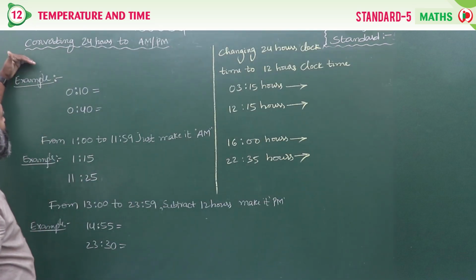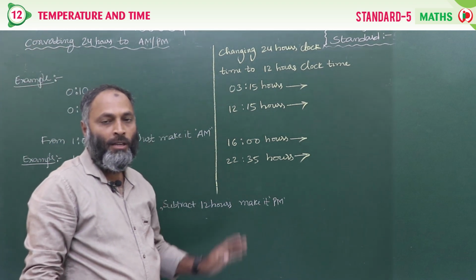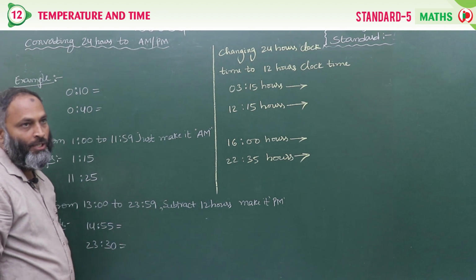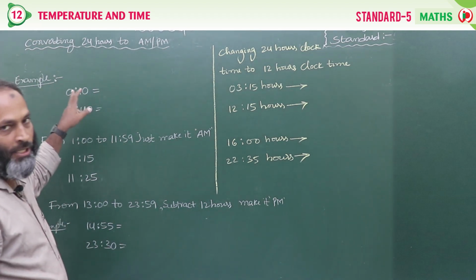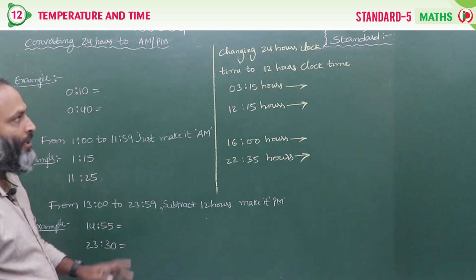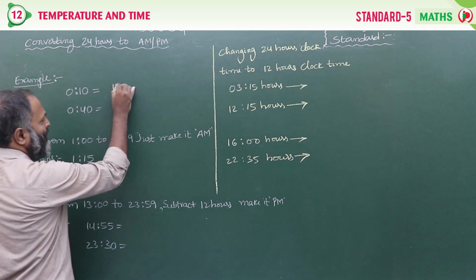So now, students, see here: converting 24 hours to AM and PM. Now the conversion of 24 hours into AM and PM. See here, 0:10 means 12:10 in the midnight. So how to write 12? Whenever 0 is there in 24 hours, you make it 12.